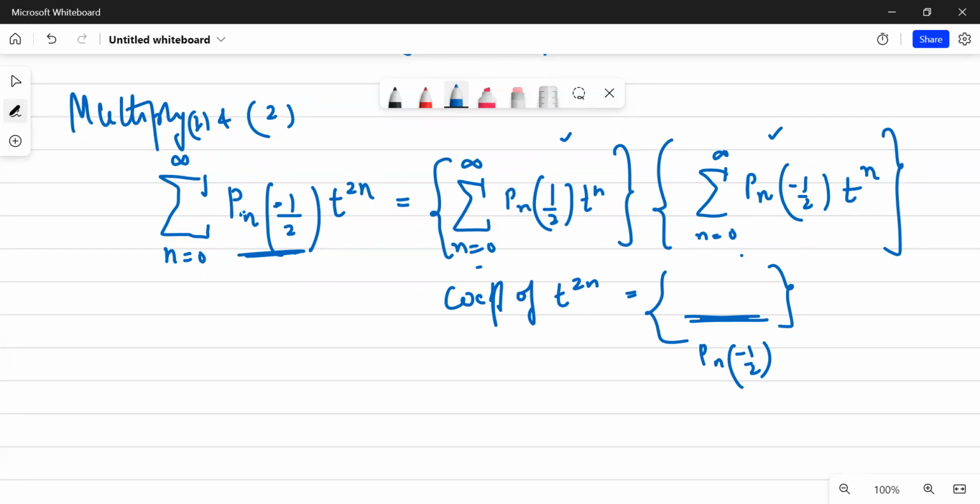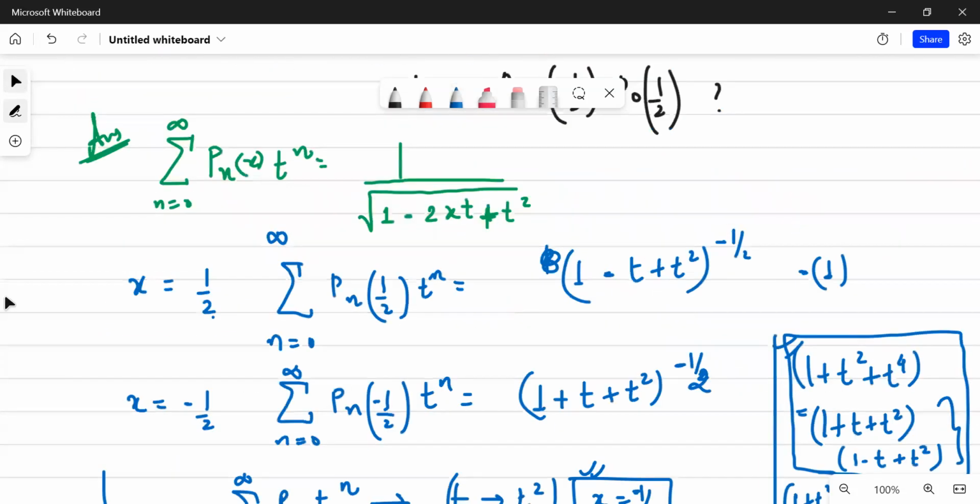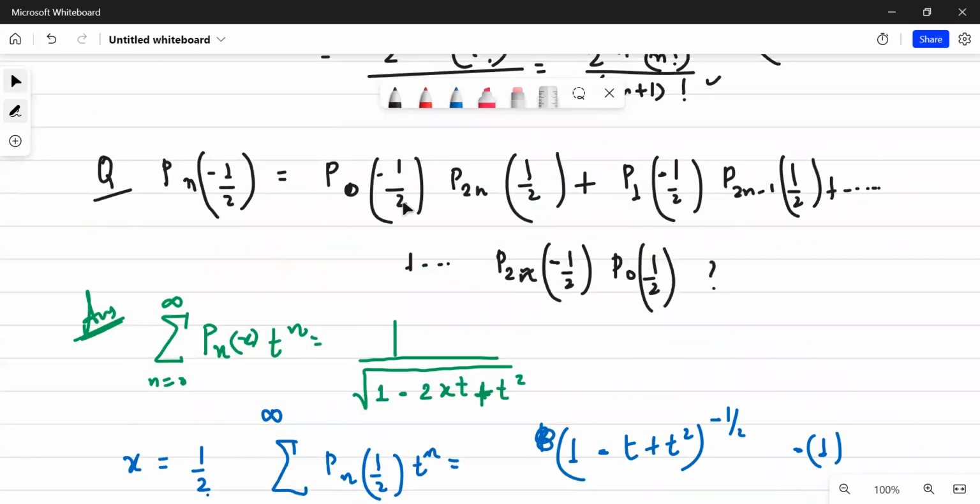So for example, if you expand this term on the left, you'll get all sorts of terms. You'll get t की power 0, then t की power 1, t की power 2, t की power 4, then t की power 6, t की power 8. We are interested in t की power 2n. So t की power 2n का coefficient क्या है? Pn minus half. And this is what we want to find कि Pn minus half क्या इसके बराबर होगा या नहीं होगा? Is that clear to you?